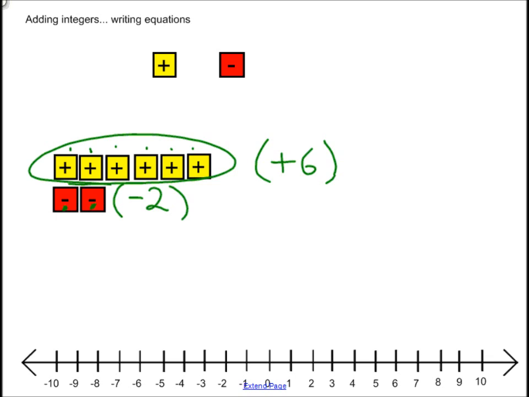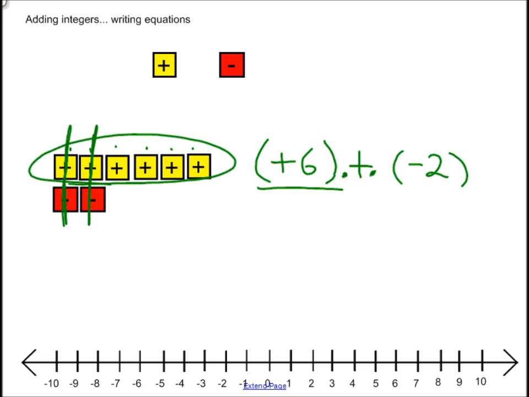So positive 6 plus negative 2. Cancel out our 0 pairs, and we're left with 4. So plus 6 plus minus 2 is equal to 4. This is how you write down integer equations. Make sure you isolate those pairs.